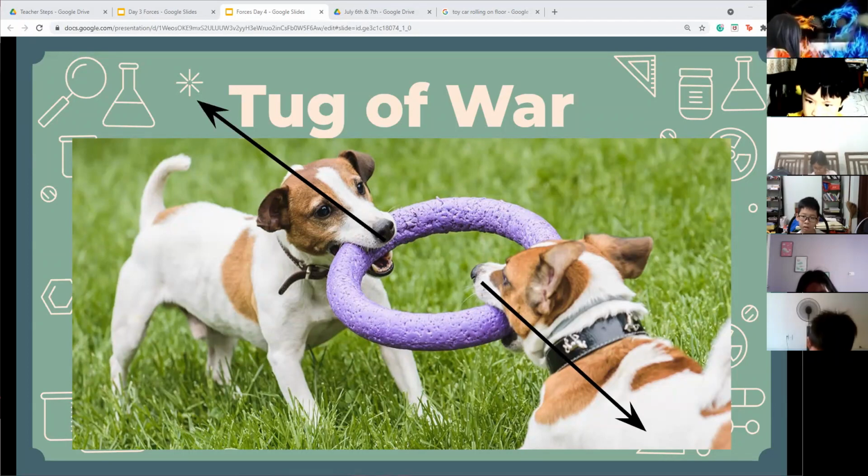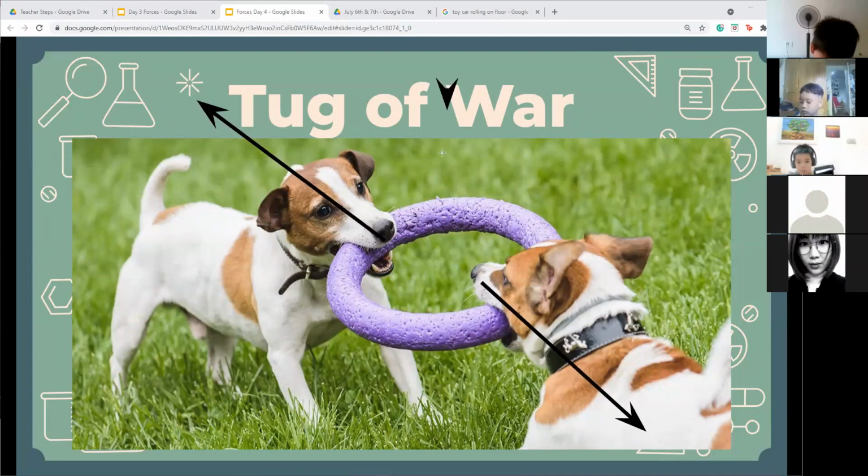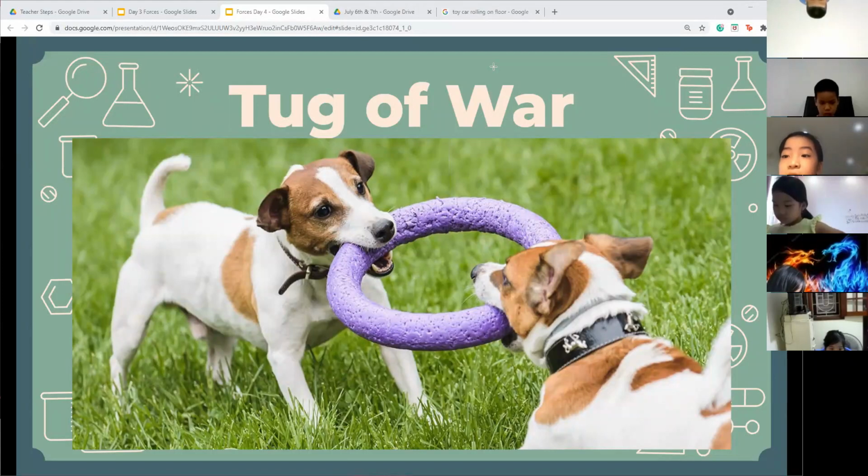Is there another force? Think about the force that keeps you on Earth. What force keeps you on planet Earth? Gravity. So there's another force going down. Right now there's three forces on the ring. The dog is pulling it in one direction, the other dog is pulling in the opposite direction, and there's gravity. There's even more forces than this. Let's say there's a little bit of wind, a little tiny force of wind from left to right. There are so many different types of forces that can be on a single object. That is what we are going to be learning today.